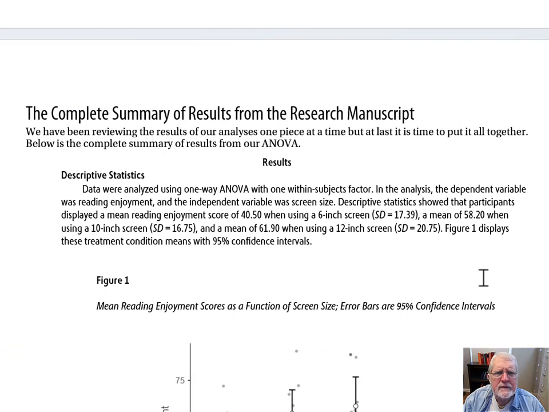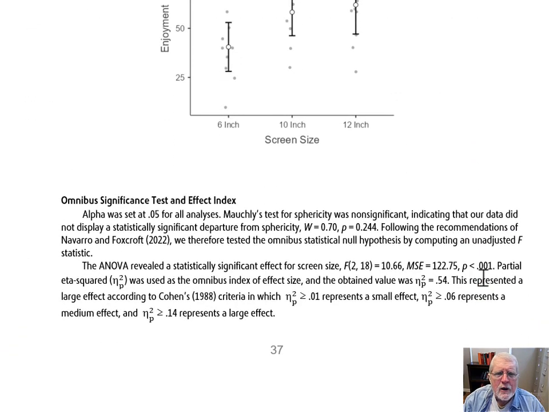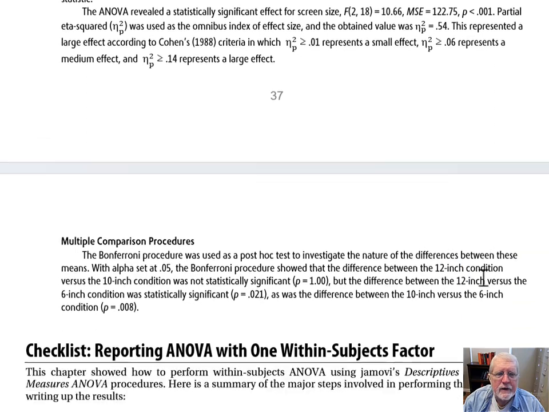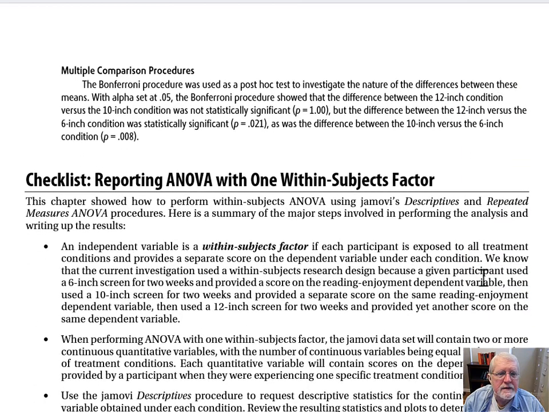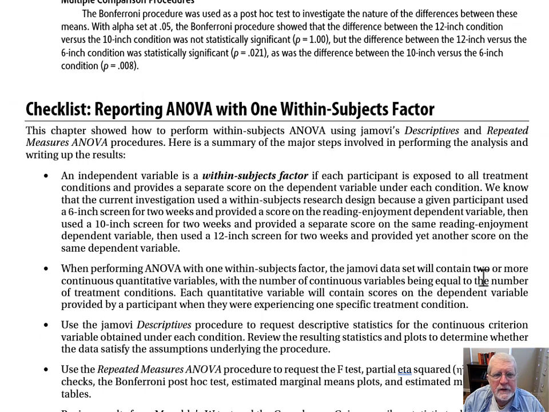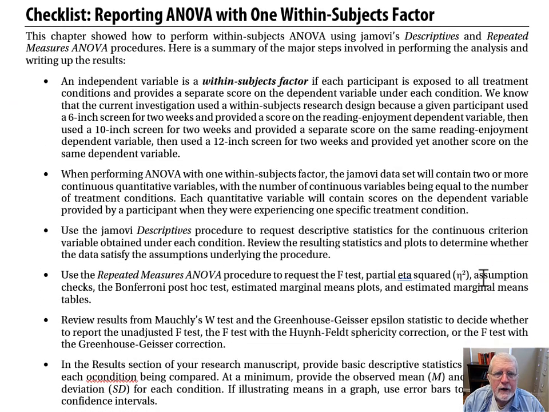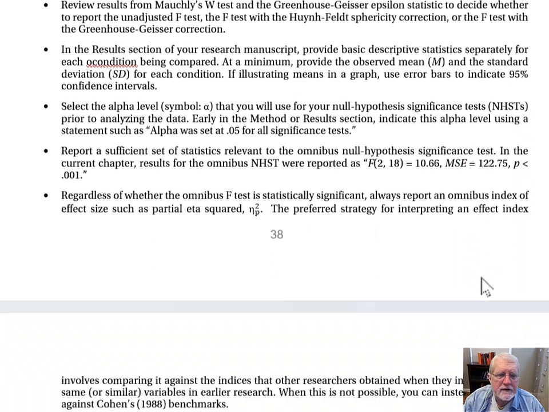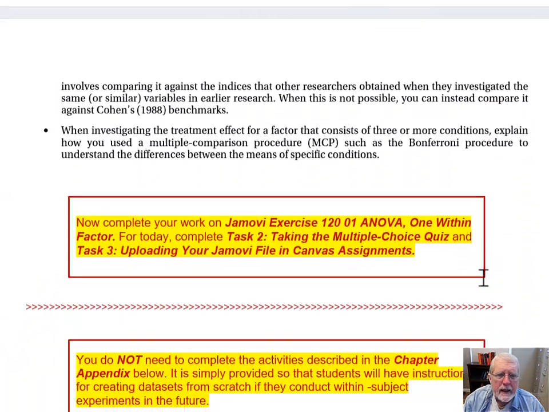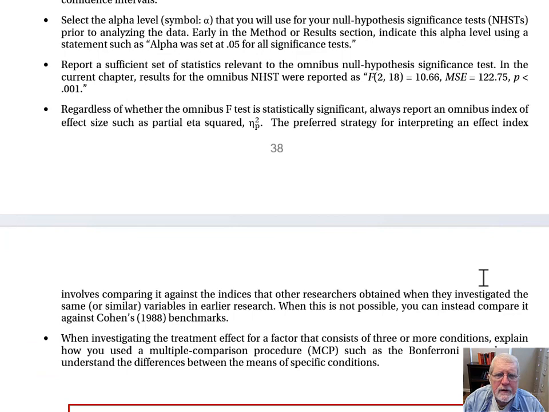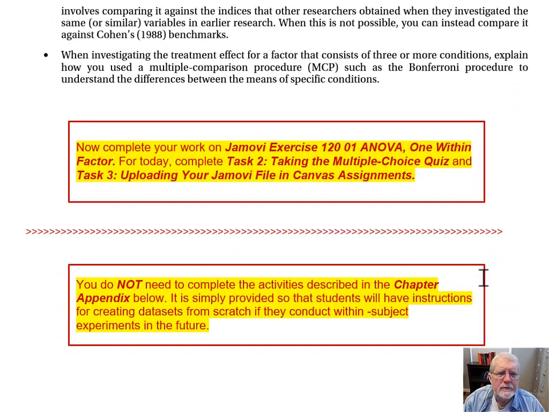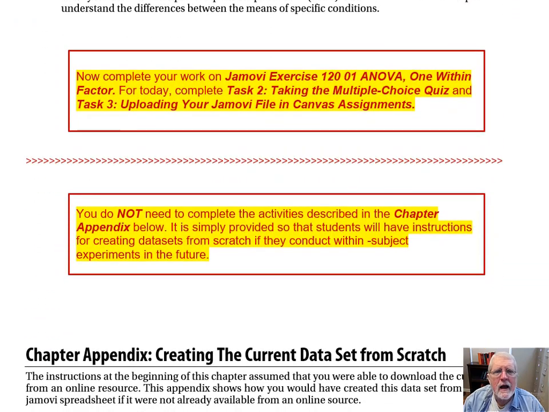Next, we come to a complete summary of the results from the research manuscript, where I put everything all together in one summary. We come to a checklist for reporting ANOVA with one within subject factor, all the things you need to worry about, all the things that you need to include. And on page 39, we come to this. Page 39, a red font box.